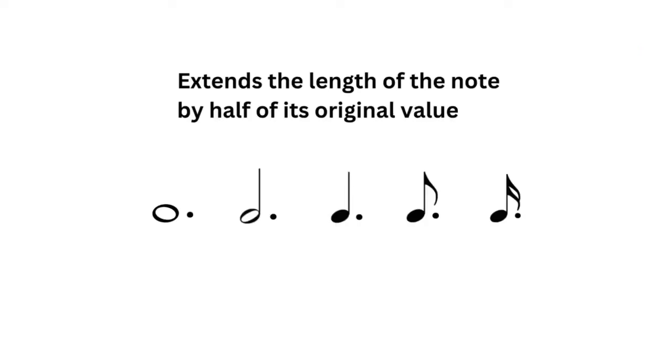Today we're going to learn about dotted rhythm. Let's define it first. A dotted rhythm is one in which each note is followed by a dot. The dot after the note extends the length of the note by half of its original value.